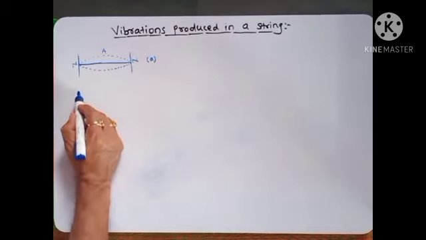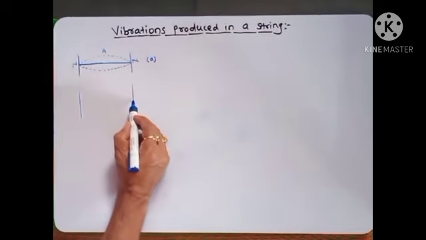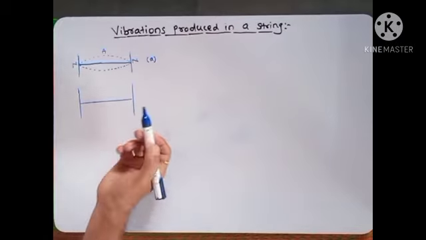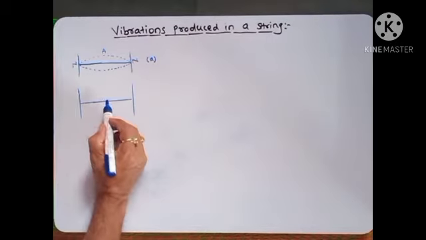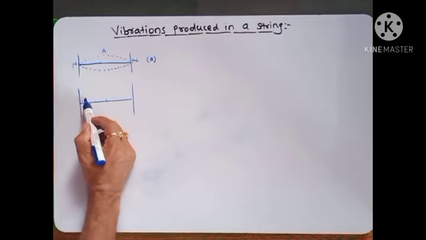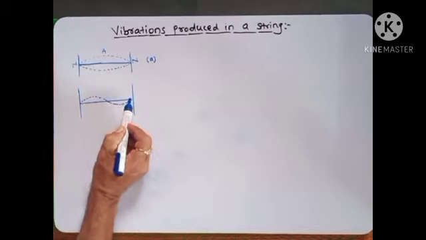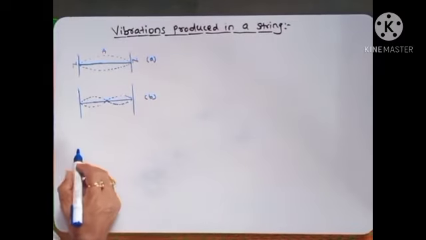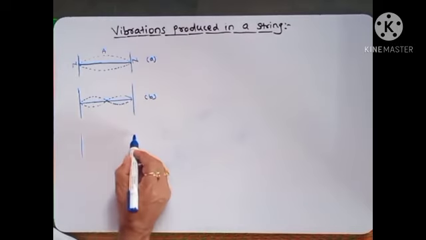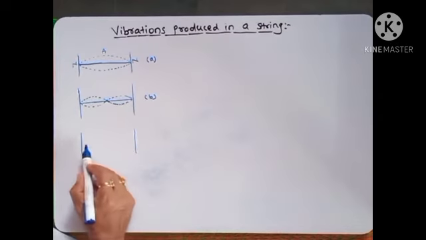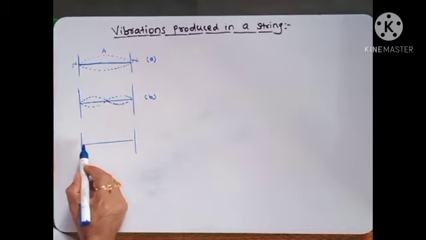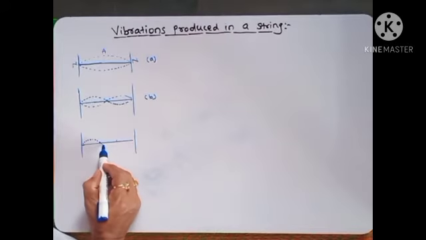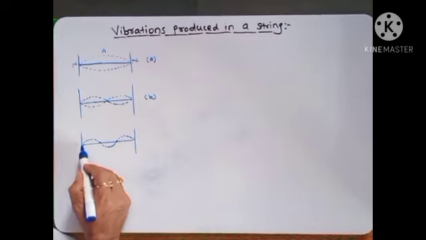Now we consider the same thing. Suppose a higher mode, the next mode, of the same string having the same length. Now suppose here one loop. We consider here two loops like this. Suppose this is figure B, and suppose we consider the third mode here. Suppose L is the length of the string, and here we consider three loops like this. Three loops.